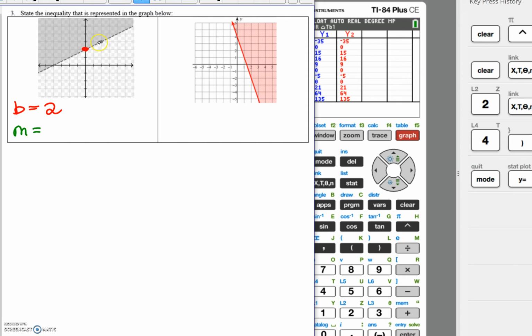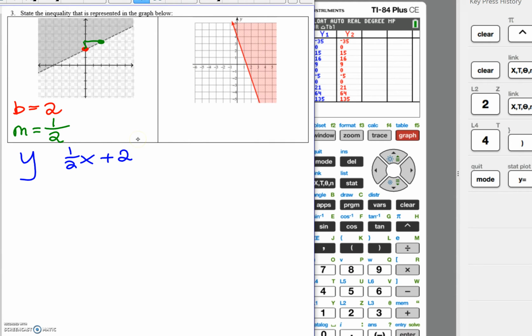So we have to make sure we're picking a point that we could actually read on the line. So I'm just going to use that point right there. I went up 1, so it's always change in y over the change in x, which is over 2. So y equals 1/2 x plus 2.